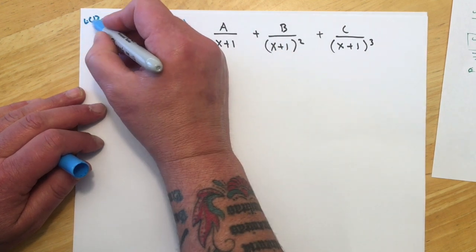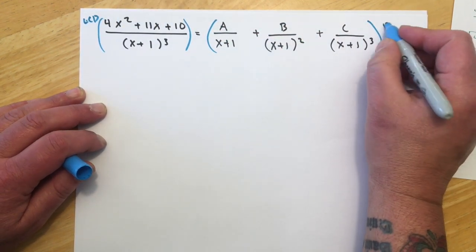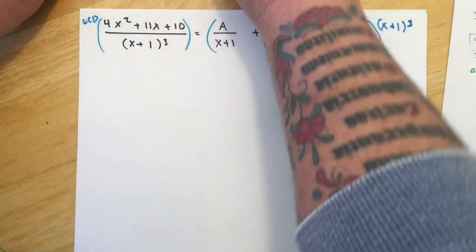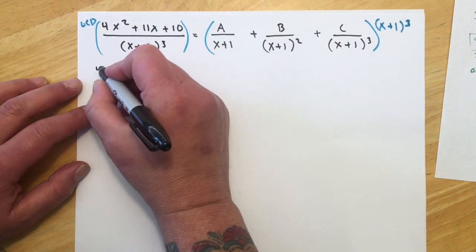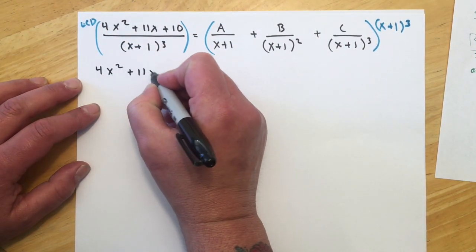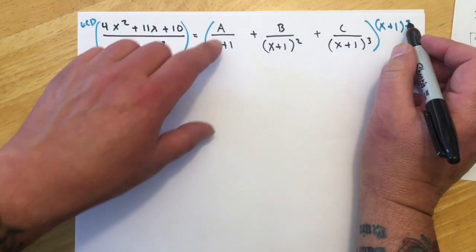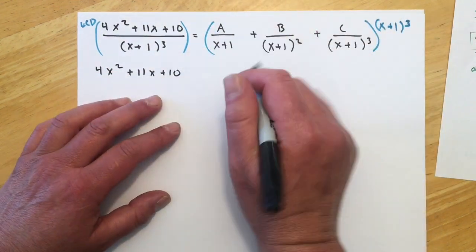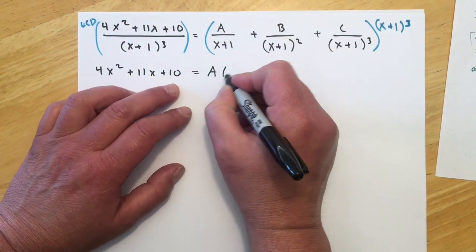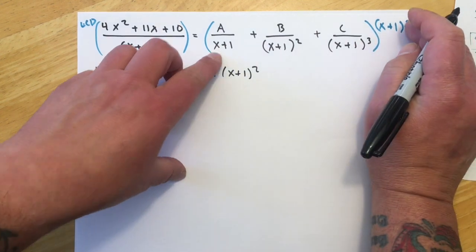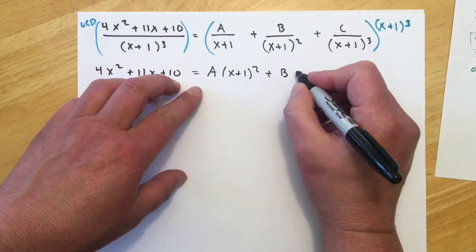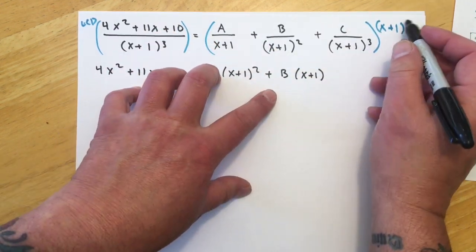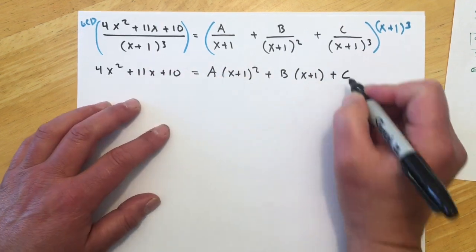So I'm just going to go LCD, and here I'll write x plus 1 cubed, so that's our LCD. So here they just cancel, and we get the 4x squared plus 11x plus 10. Here, if you picture this sitting next to each of these, it distributes through. So that'll be A and then x plus 1 squared, because I have 3 up and 1 down. And then B, x plus 1, because I have 3 up and 2 down, so 1 left. And then 3 over 3 of these just clear, and that would be C.